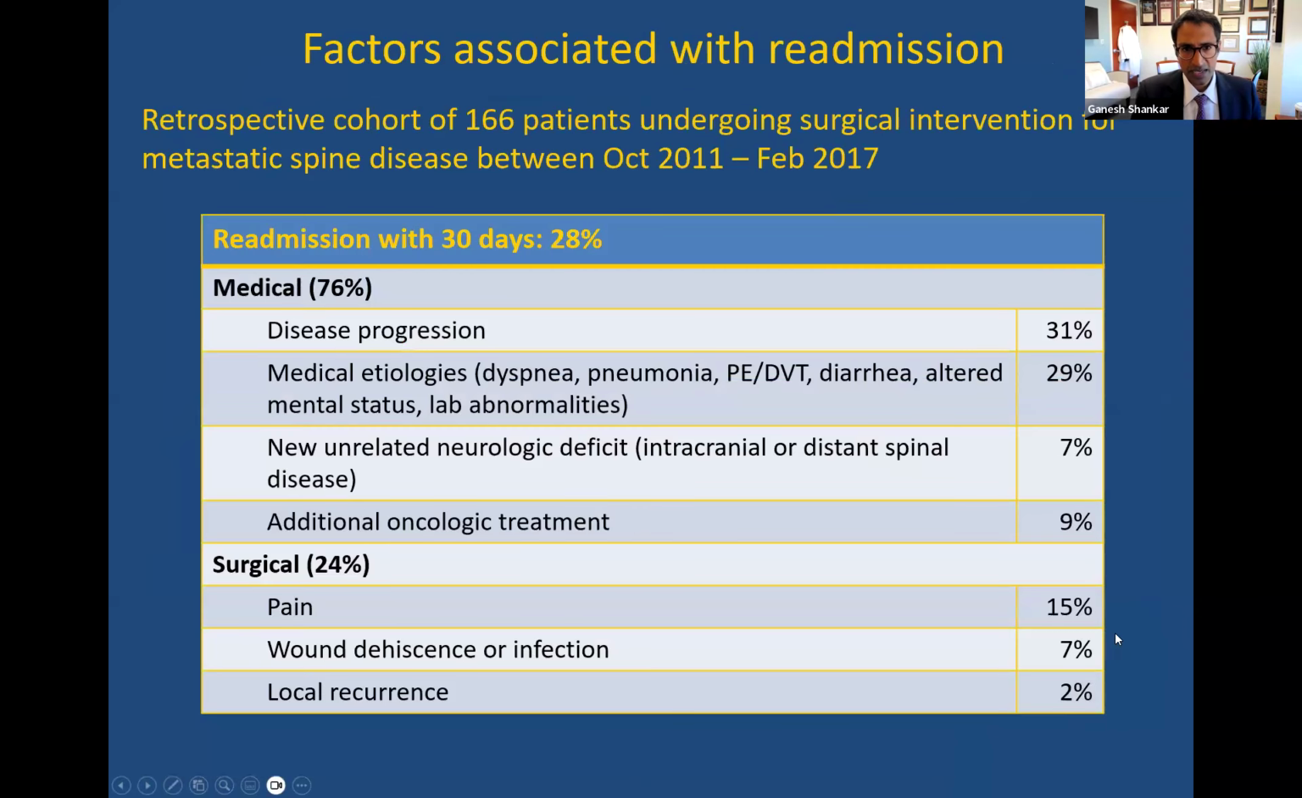And so we looked at our own internal cohort here over a more recent cohort, and what we found is that the readmission rate is actually even higher. It's about 28%, of which a quarter of those are related to postoperative complications, and 3/4 of those patients are readmitted for other medical complications that occur, such as pneumonias, lab abnormalities, or additional oncologic treatment.